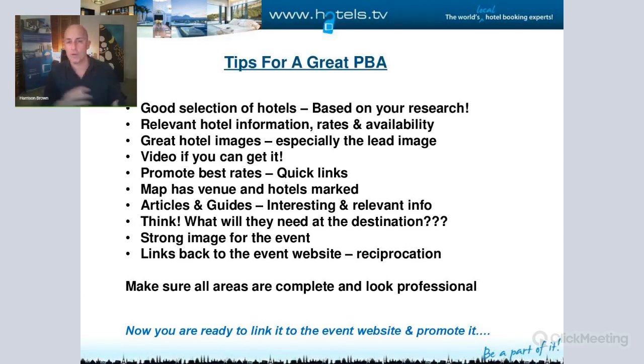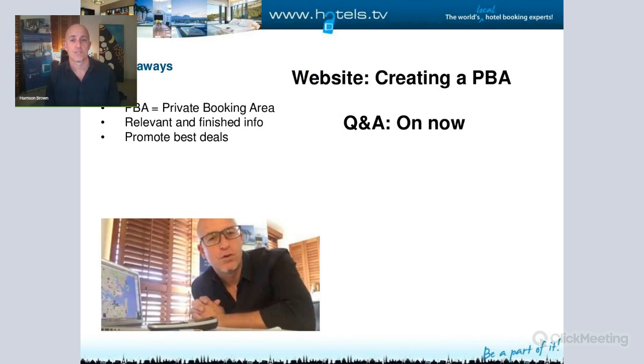And as you can see, as long as you're a bit organized, and the more you get used to it, the faster you're going to be at doing this. It's not difficult to do. If you're going to choose an image, you might as well choose one that's great over one that's just okay. And that might produce another 5 bookings that you weren't going to get before. Now you're ready to link the PBA to the event website and start to promote it. So great.